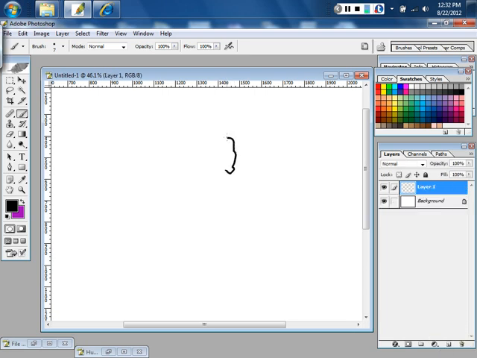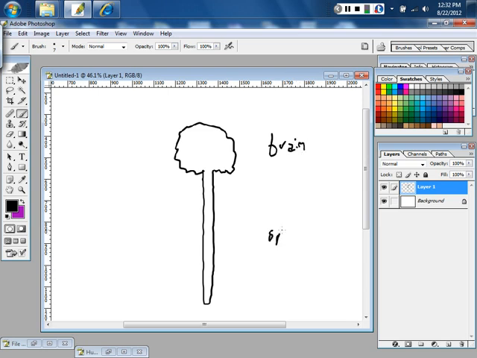Okay, we're going to have our brain. This is going to seem really elementary now, but it's important that you have to, there are some concepts you have to understand. So we have the brain and the spinal cord. And these make up our central nervous system.